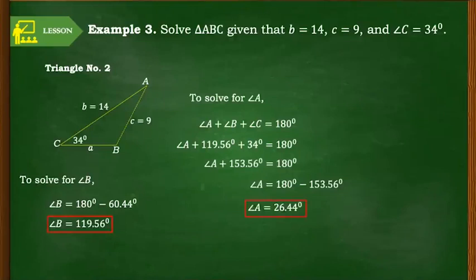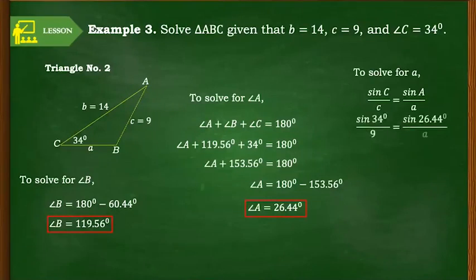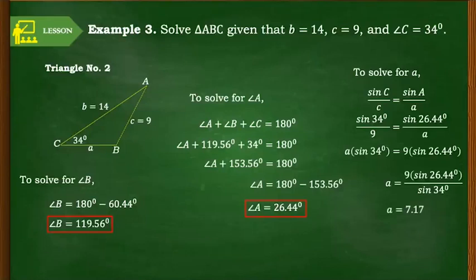Then we solve for the third side, side a, using this formula. Sine C over c equals sine A over a. Substitute the values, cross multiply, divide both sides by sine 34. So a is equal to 7.72. So we have now triangle number 2.